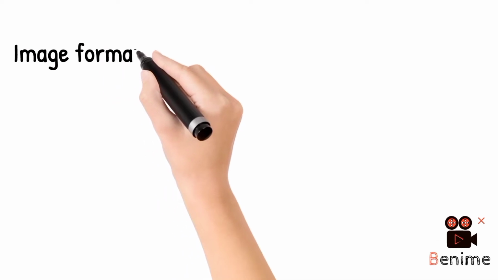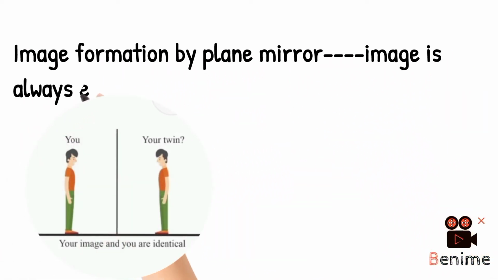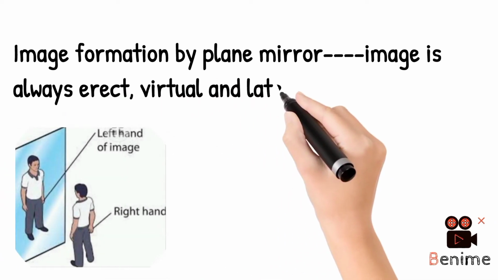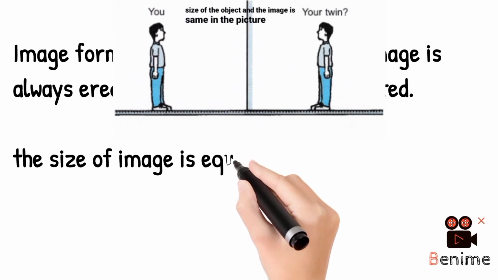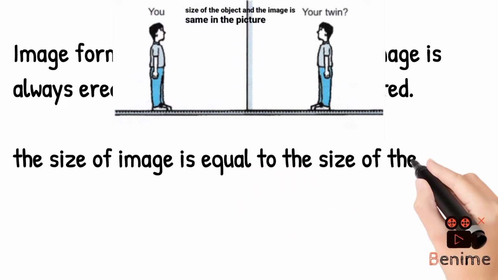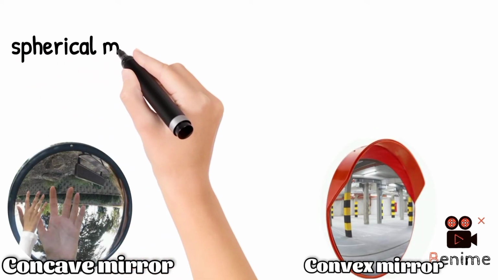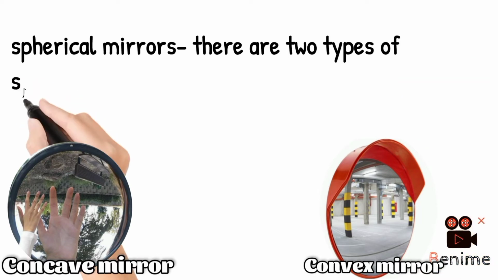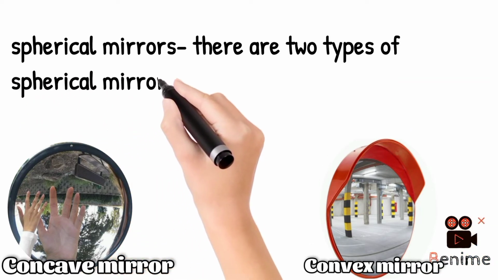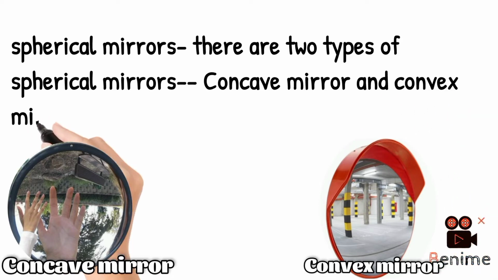Image formation by plane mirror. The image is always erect, virtual, and laterally inverted. The size of the image is equal to the size of the object. Spherical mirrors. There are two types of spherical mirrors: concave mirror and convex mirror.